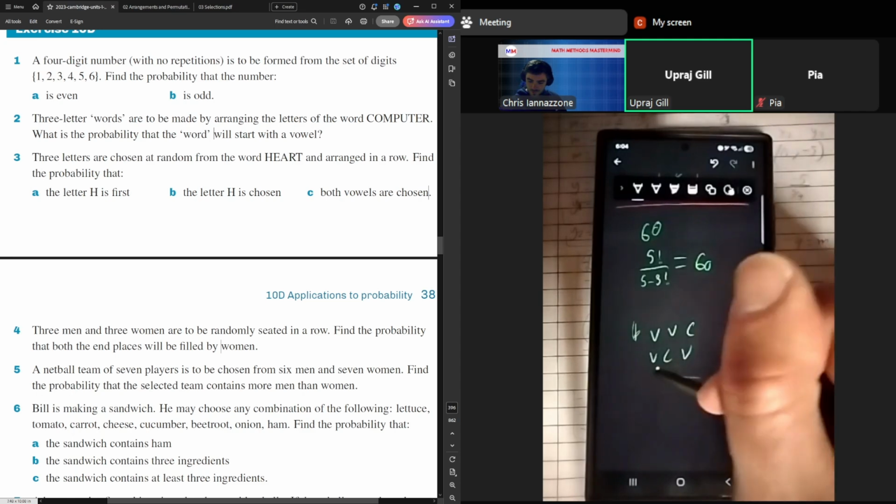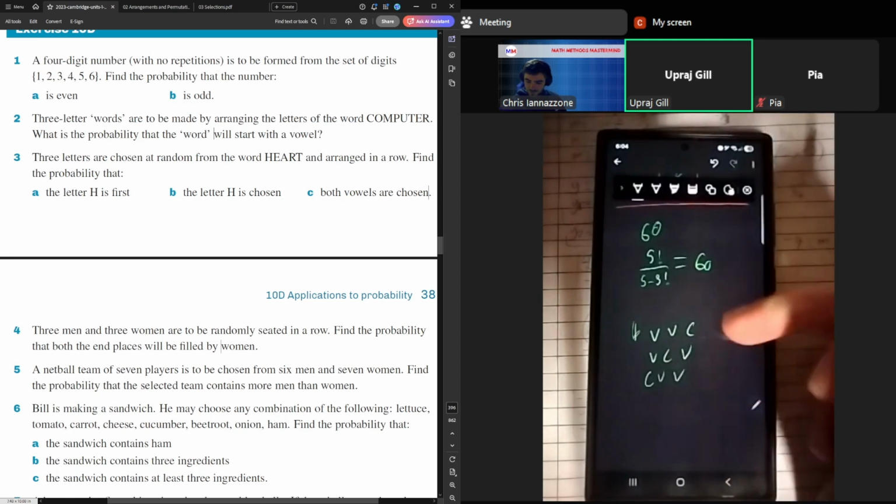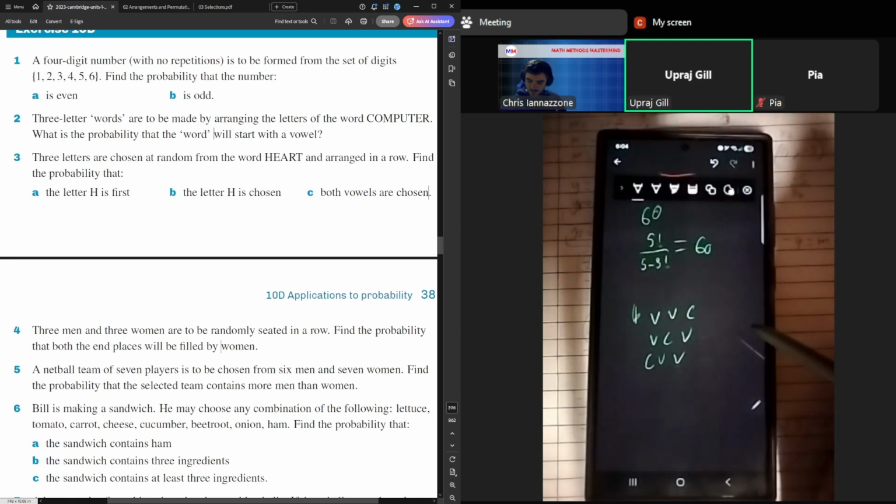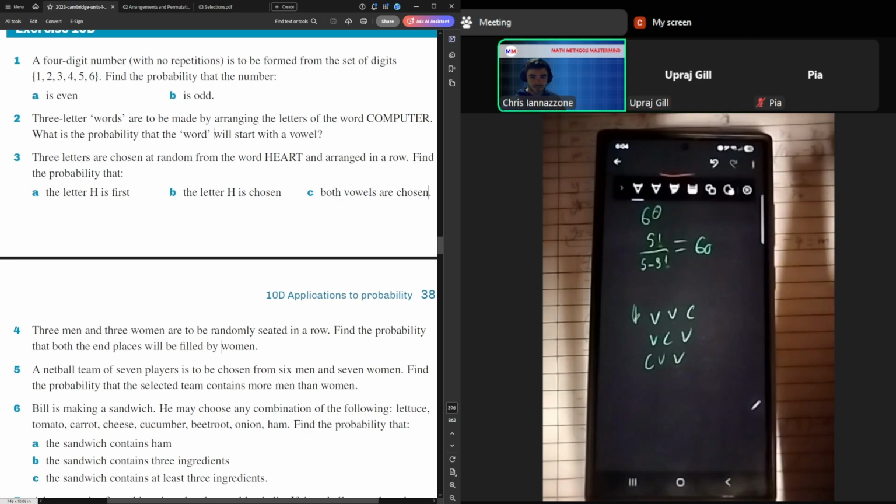And then if you have 3 sets with 6 arrangements, that means you've got 18 different possible ways to arrange those 3 letters with 2 vowels. So if there's 18 ways out of a total 60 outcomes, that means your final probability is 3 out of 10. That is good.